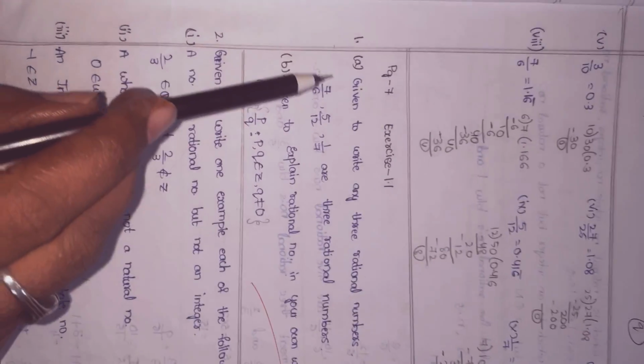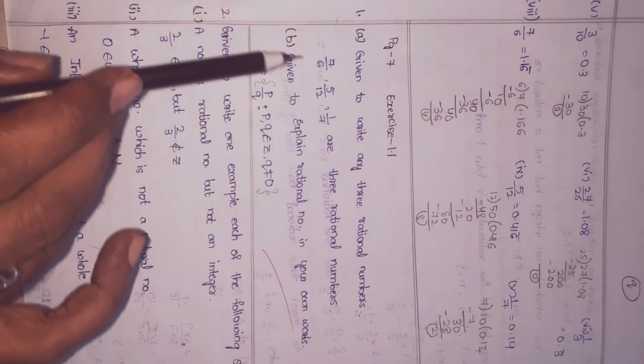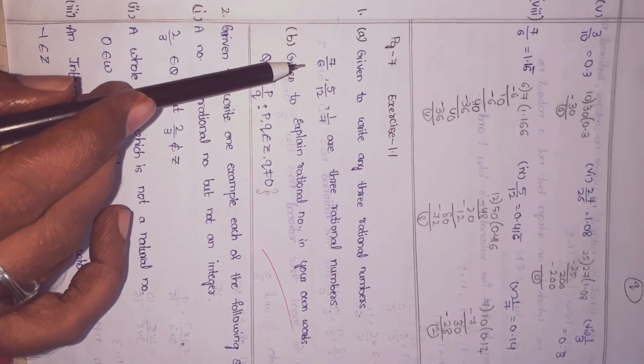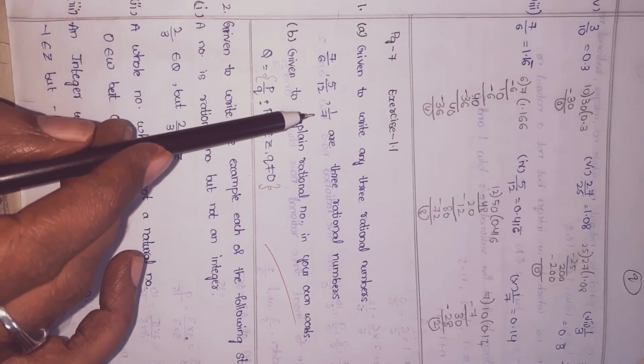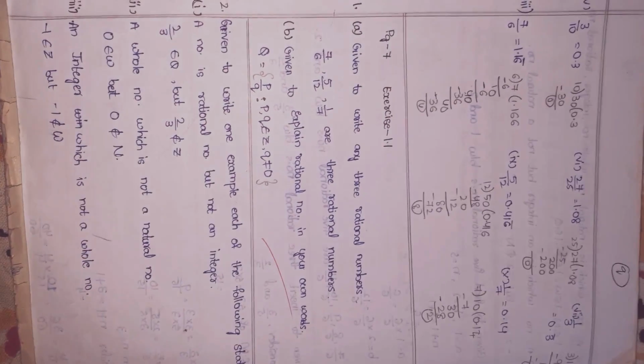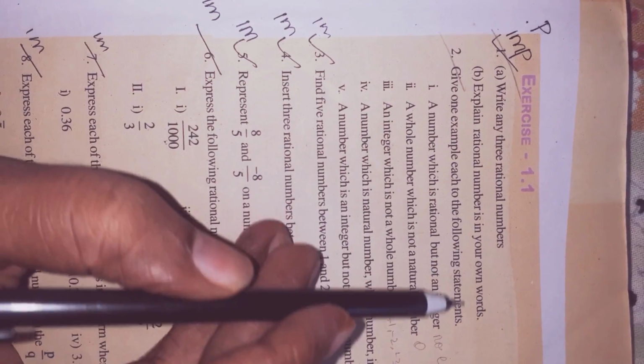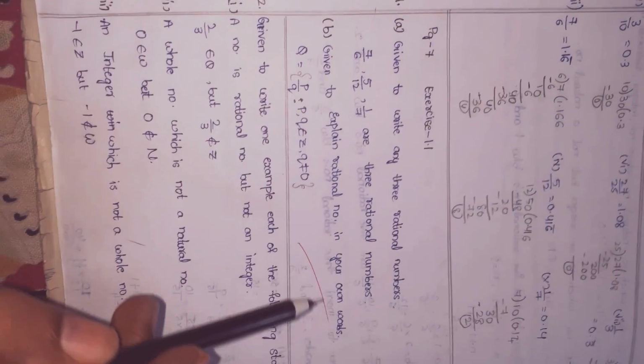So that only I have written, children, given to write any 3 rational numbers. So we can write any 3 rational numbers in the form of p by q. So I have written 7 by 6, 5 by 12, 1 by 7 are the 3 rational numbers. Next is given, children, in that B, explain rational numbers in your own words.